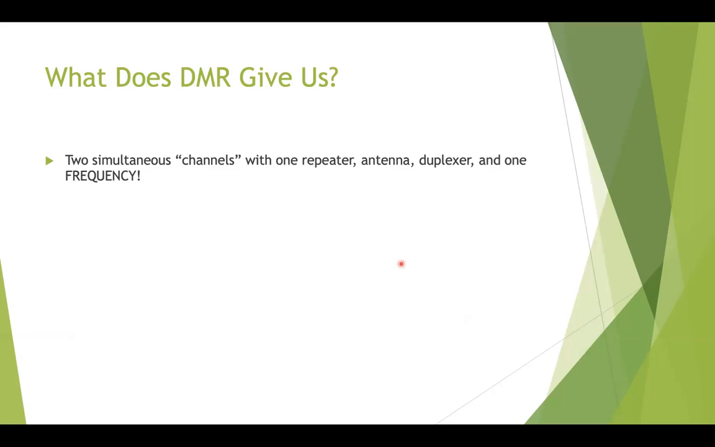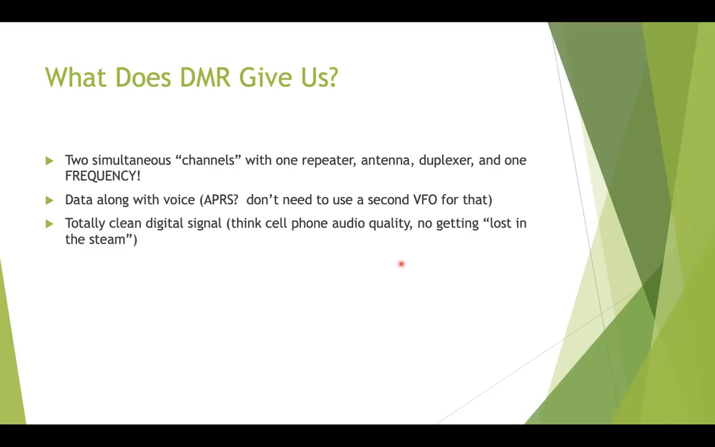If you wanted to run 2 repeaters, you only have to run 1 with DMR, and you can actually have essentially 2 repeaters worth of audio going around. The data goes along with voice. So if you're doing a PRS, you don't need to use a second VFO for that. It can be folded directly into the voice signal. So that's kind of a cool feature. Not every DMR radio has a PRS built into it. But those that do, they can fold that information directly into the data stream.